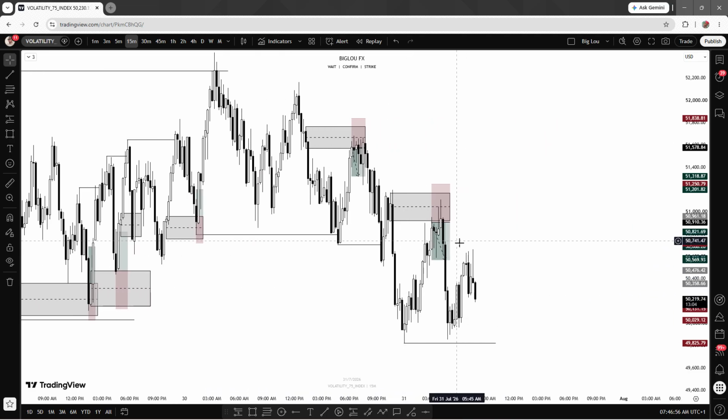When a zone is broken, you can see that this zone has started selling again. I'm waiting for this zone to break. Once this zone breaks, I will set my entry and leave it. Once a zone breaks a structure high or a structure low, that zone becomes valid. That is the first criteria to validate a zone.